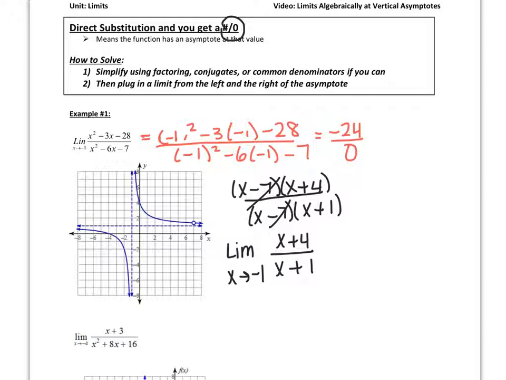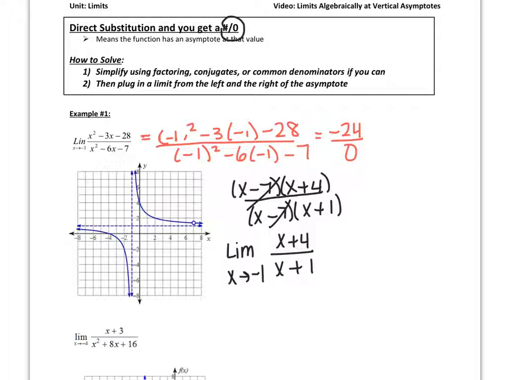Now, what we would have done in the previous problems is that we would have taken this -1 and plugged it in, and that would have been our answer. But look what happens. If I plug in -1 again, I'm going to get 0 on the bottom. So this will be undefined. So there has to be another way. We tried factoring and we simplified it. Now we're going to do something a little different.